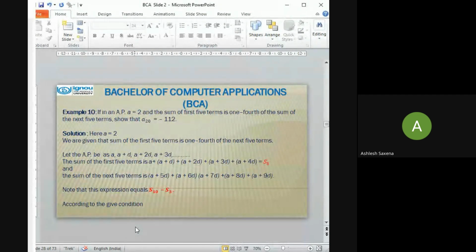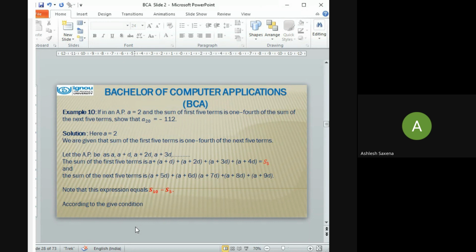Fine. We know that in general, the general form of an AP is a, a plus d, a plus 2d, a plus 3d. Correct? It was told to you that the sum of the first five terms. The first five terms will be a, a plus d, a plus 2d, a plus 3d, a plus 4d, and their sum is S5, correct? And the next five terms will be a plus 5d, a plus 6d, a plus 7d, a plus 8d, and a plus 9d.